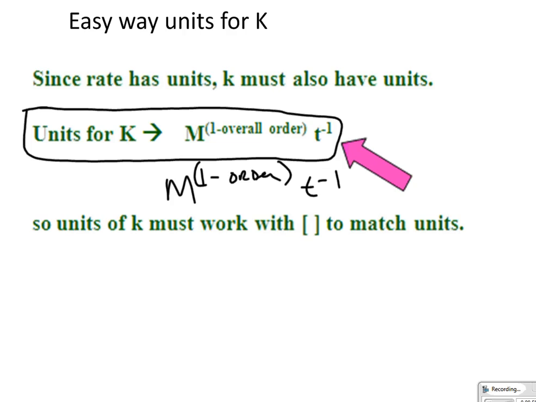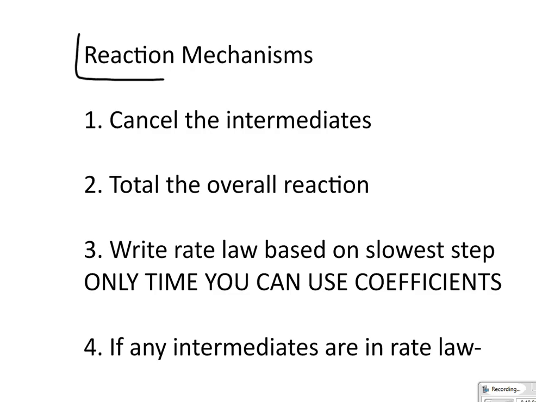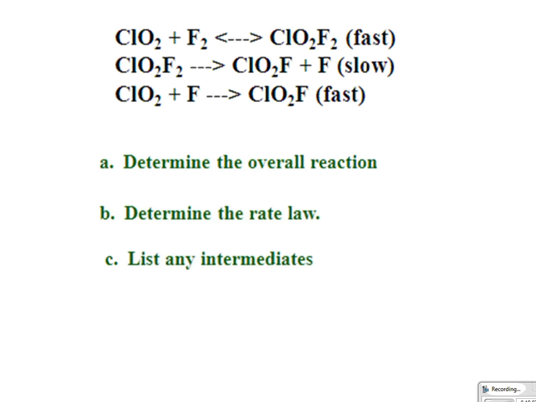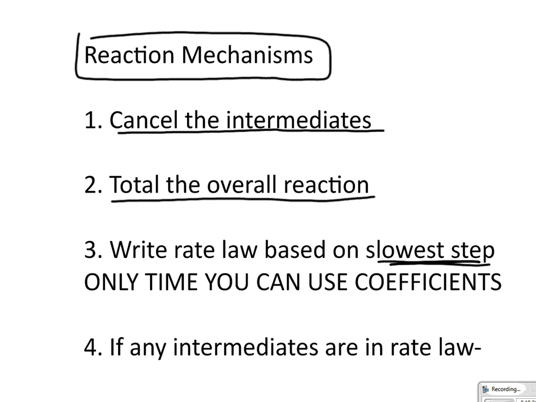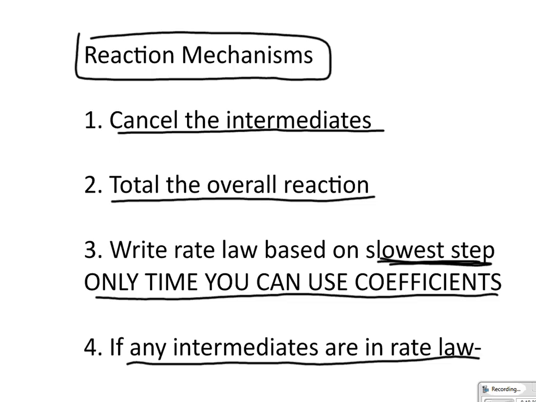All right. Reaction mechanisms. What is a reaction mechanism problem? That's a problem where they give you slow, fast reactions. The first step in a reaction mechanism problem, you have to copy these down, is you cancel the intermediates. Second step is you total the overall reaction. Third step is you write the rate law based on the slowest step. The slowest step is always considered the rate determining step, so that's what's going to give you your rate law. And this is the only time in kinetics you can use the coefficients. And then if there are any intermediates in the rate law, you have to sub in using the reactants above. Reactants above, that's key. So you grab the reactants above, sub in, and you're good to go.